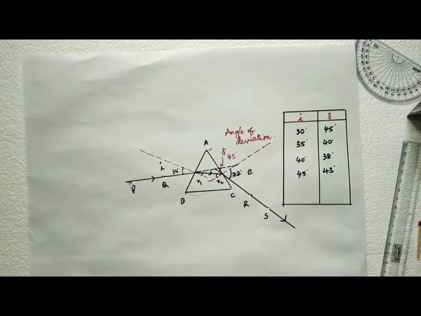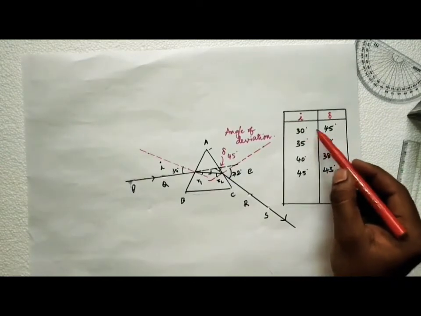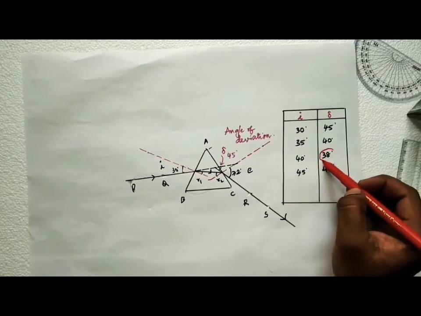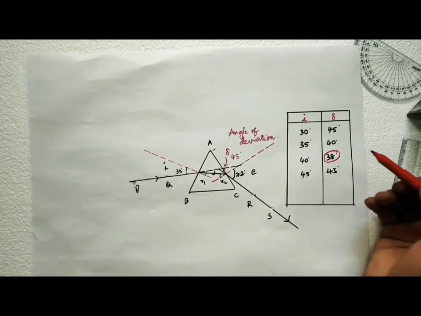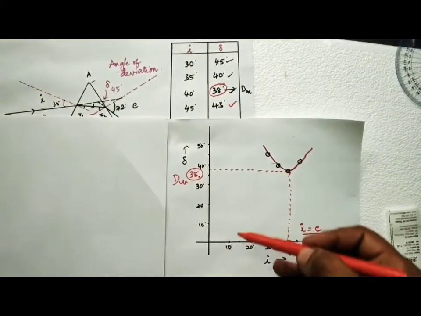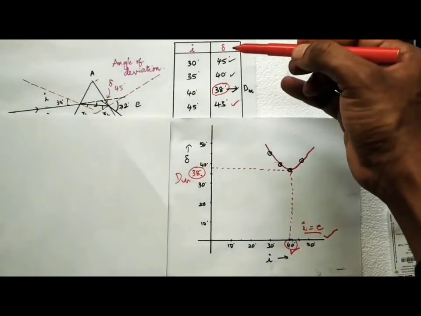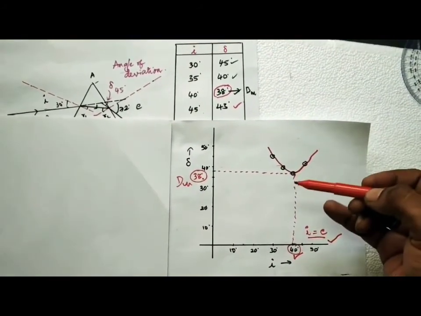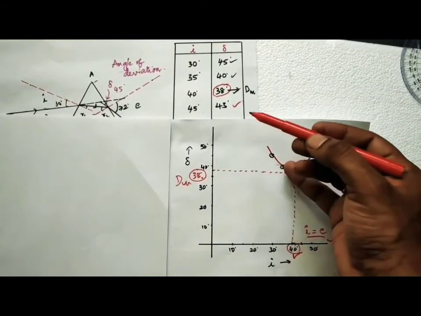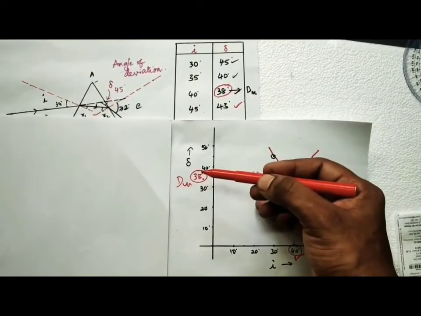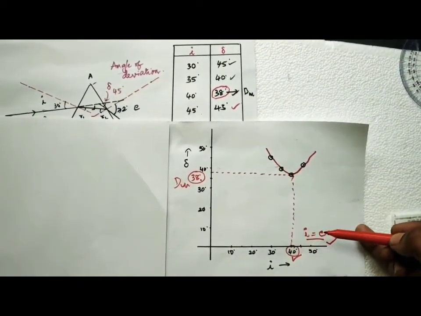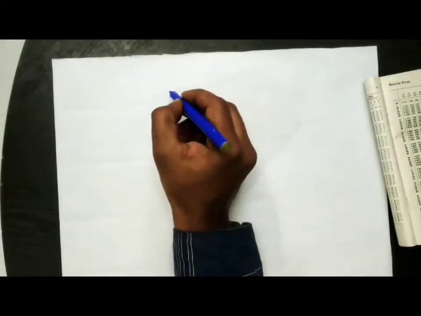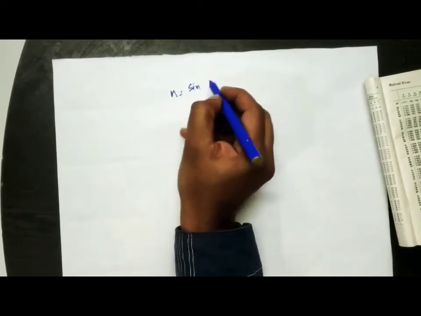So you might have seen the values change here: 45, 40 and 38. The angle decreased, got a minimum value at 38 and again increased. Now if we plot a graph between angle of incidence and deviation, by taking angle of incidence on the x-axis and deviation on the y-axis, you get a curve like this. Now the value of angle of deviation which is at minimum is 38. This is the way we find it out. And we also observe that the angle of incidence is equal to the angle of emergence at that minimum deviation.